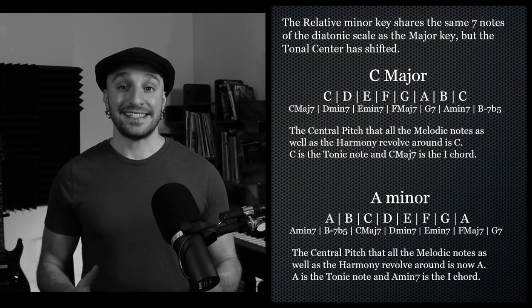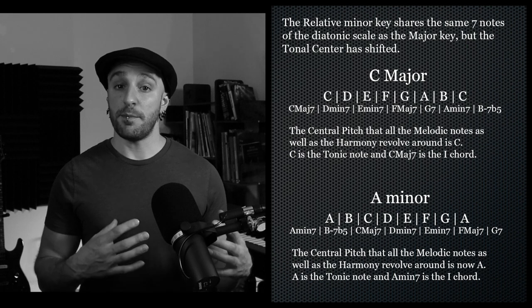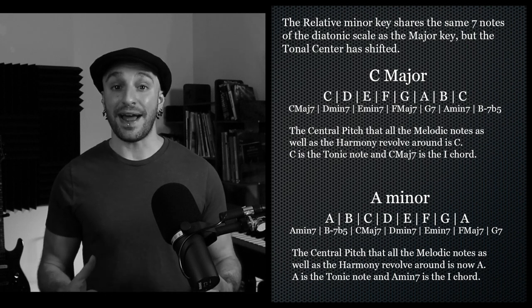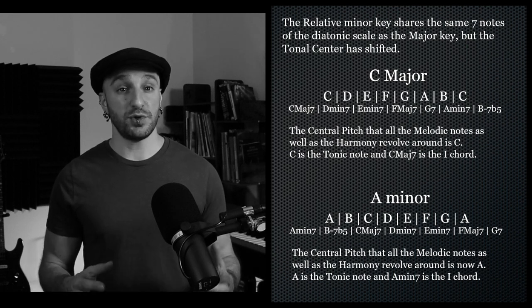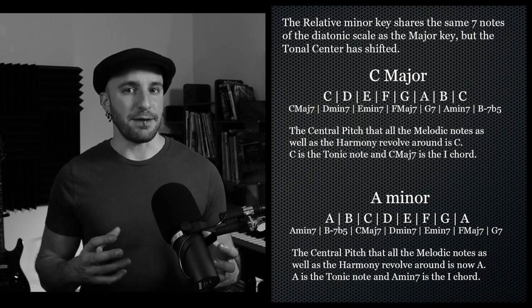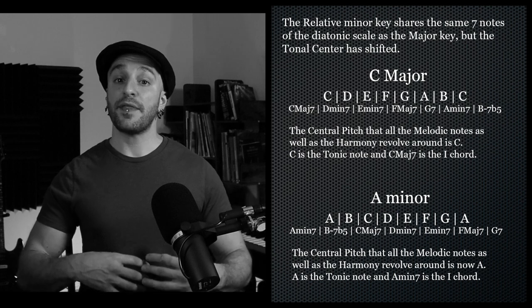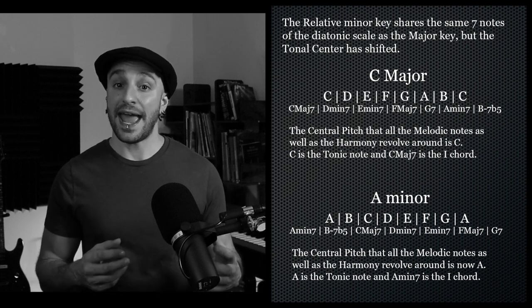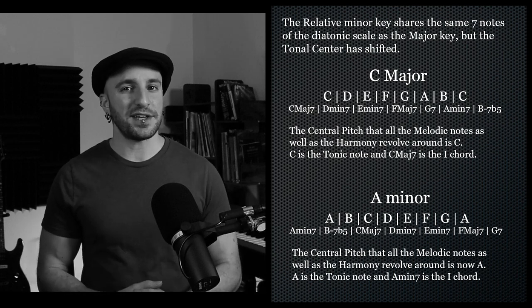In C major, the central pitch that all the melody and the harmony revolve around is C, which is also the root or the tonic, and C major is the one chord. In the relative key of A minor, it's the same notes, but now they all revolve around the pitch A. A is your tonic note, and your A minor is your one chord.